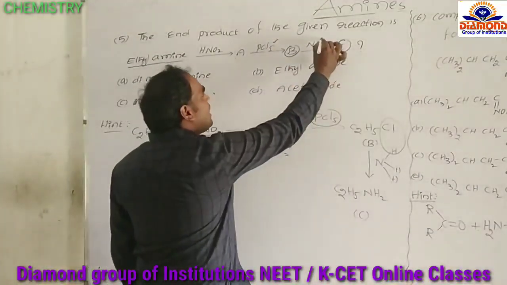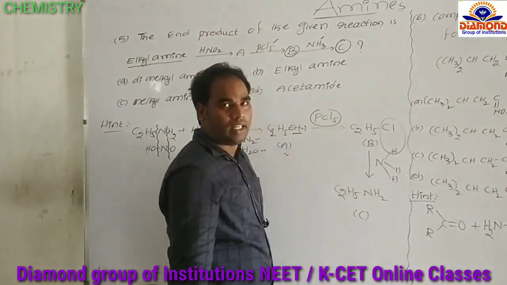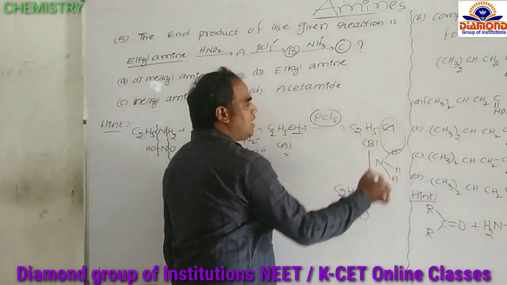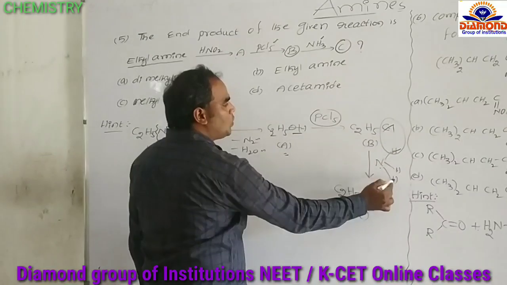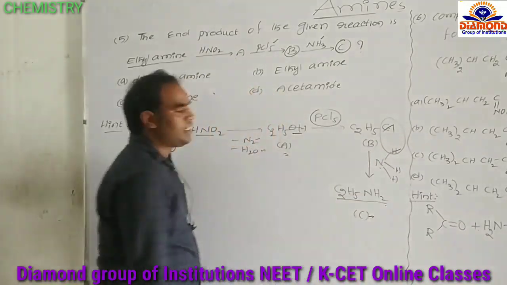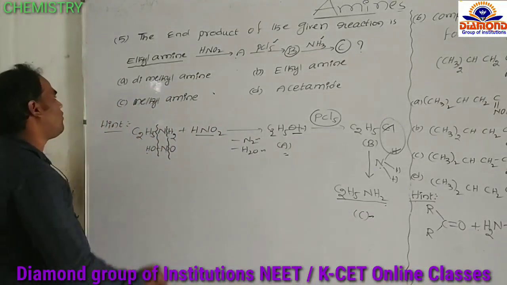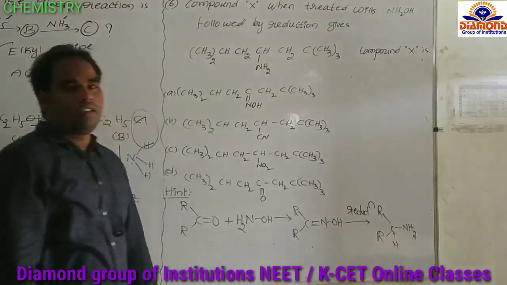Ethyl chloride again reacts with ammonia, NH3. Here HCl is eliminated, and instead of chloride, an NH2 group is substituted. Then we get ethylamine. The C product is ethylamine. Therefore, option B is the correct option.